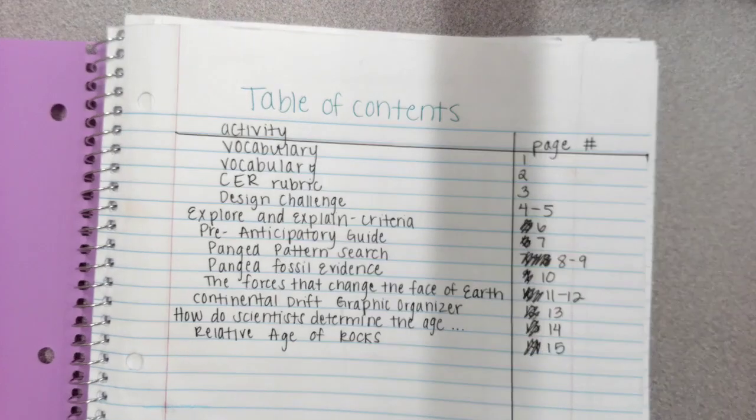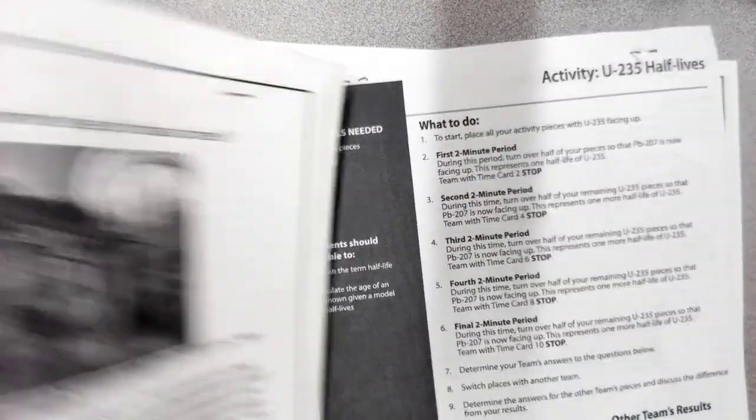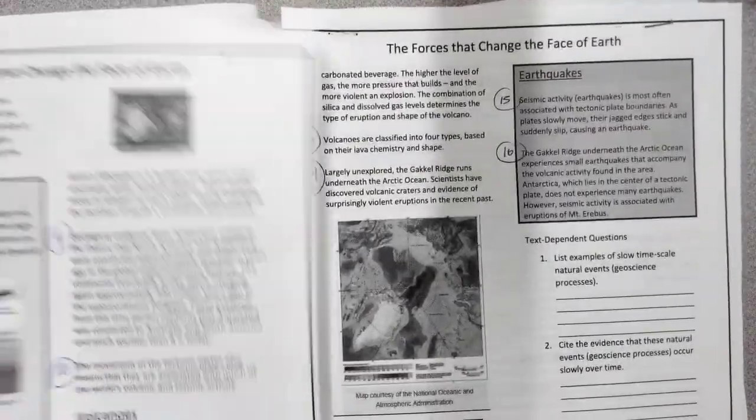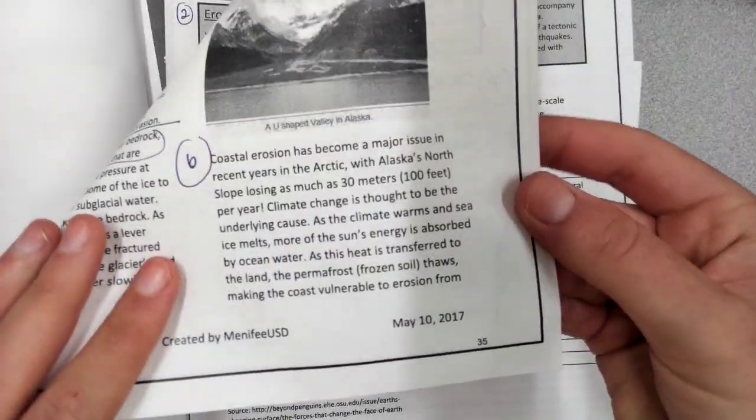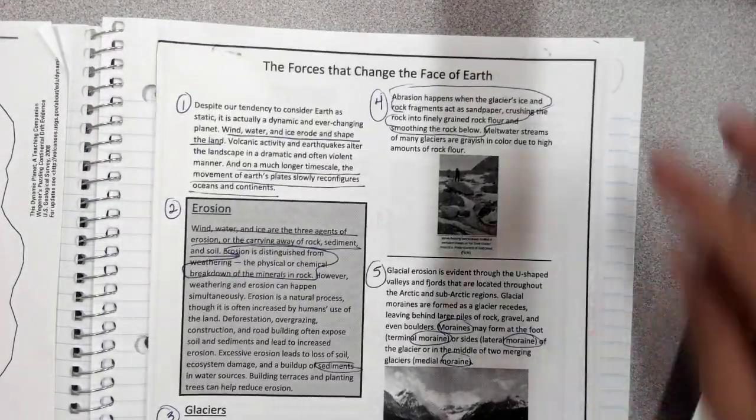So that means we need the forces that change the face of Earth article. So we'll go back to our notebook again, and let's go ahead and find that. That is going to be on page 35. So we want 35 and 37. We want those two. Okay, so let's take those. Okay, let's put them on page 11. So we'll put this here, and page 37 on the back of it.